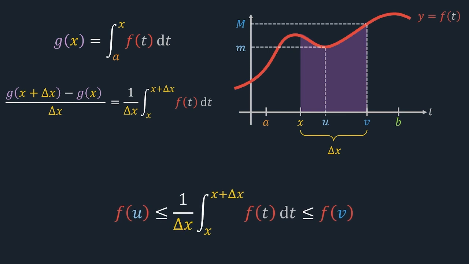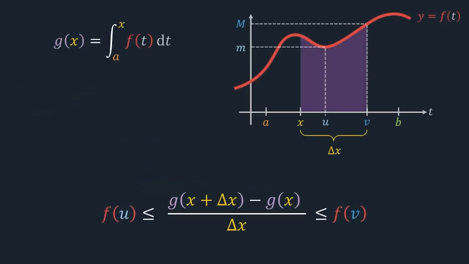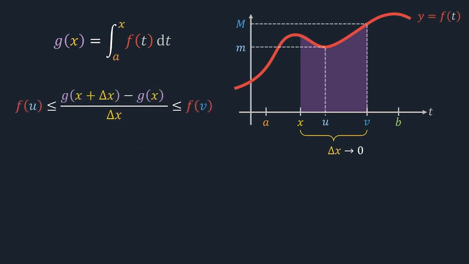Now that part in the middle should look familiar. We just showed that's equal to g of x plus delta x minus g of x, all divided by delta x. So we'll replace one with the other, and we end up with this inequality. By the way, if delta x were negative, the argument would go a little differently, but the idea would largely be the same. Now, let's shrink delta x down to 0 using limits.